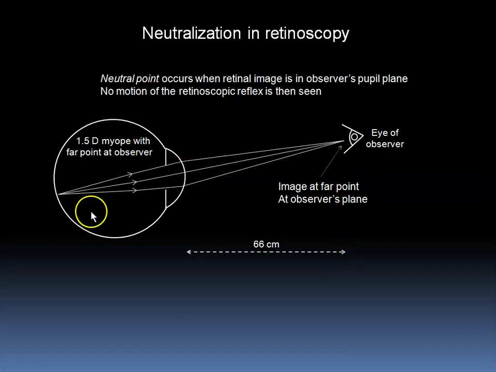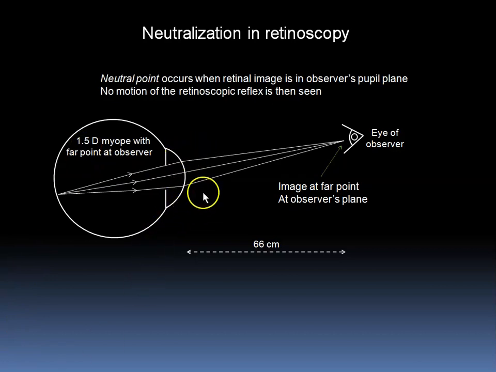So a 1.5 diopter myope observed by a retinoscopist from 66 centimeters away would be at the neutral point without any additional lenses. Therefore, the required lens for this myope to see at infinity would be minus 1.5.